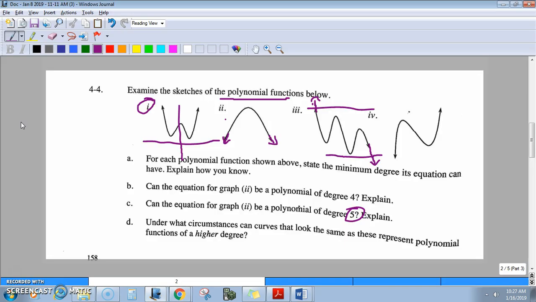All right, and on the quiz, there's just going to be a bunch of pictures like that you have to figure out. Under what circumstance can the curves that look the same represent polynomial functions of a higher degree? Oh, if like 3 of the zeros are the same 0, then it's just going to look like 1 zero, even though it's actually 3 zeros, right? So I showed you guys that.